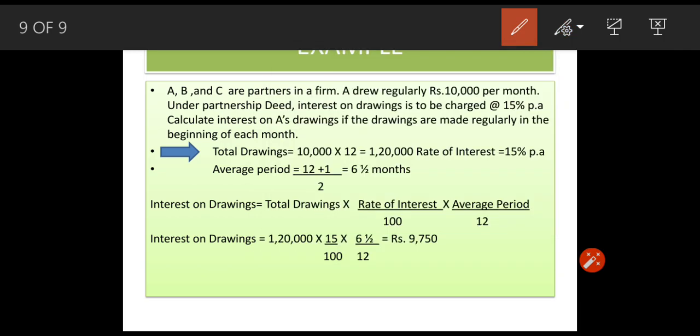Then 1,20,000 into 15 by 100 into 6.5 divided by 12, and the answer which you will get is equal to 9,750. That means interest on A's drawing will be equal to 9,750. In this way, you are going to calculate interest on partner's drawing.